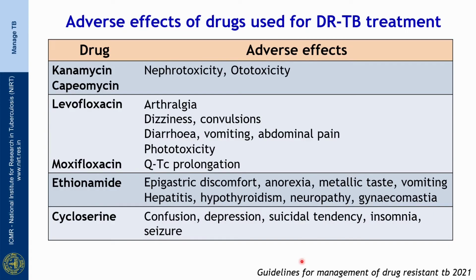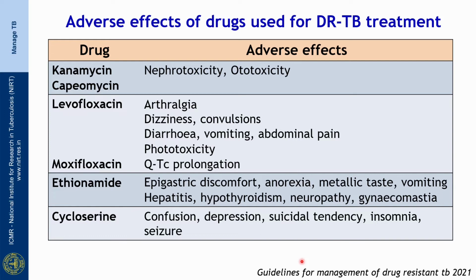There are some adverse effects of drugs used in DRTB management, and these are already well known to everybody. Kanamycin and capreomycin have nephrotoxicity and ototoxicity, and the quinolones have arthralgia, dizziness, convulsions, diarrhea, vomiting and abdominal symptoms, and phototoxicity with QTc prolongation. Ethionamide again has abdominal discomfort, epigastric discomfort, anorexia, vomiting. Sometimes there is hepatitis, hypothyroidism, so patients on ethionamide have to be evaluated for TSH. Neuropathy and gynecomastia are also some of the side effects.